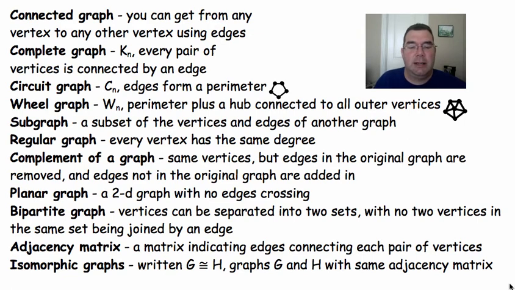Isomorphic graphs, written using the same symbol for congruent when you were in geometry, but basically they're the same graph. Everything that was connected in the first one is connected in the second one, but it just looks a little different. Maybe the vertices are named different, but the connections are the same. All right, so those are isomorphic graphs.